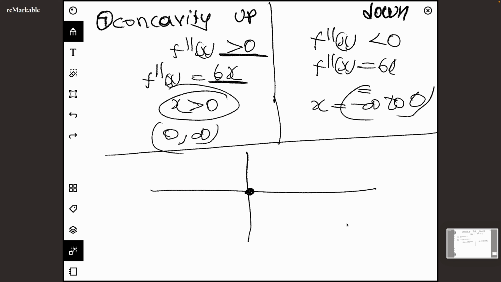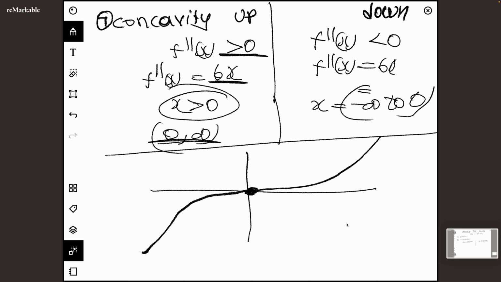But concavity up, concavity down. Concavity up is 0 to infinity. And concavity down is 0 to minus infinity. This is the point of inflection. Where the point changes concavity from up to down, that is called a point of inflection. The point of inflection is 0. There is no local maximum or minimum, everything is proven. I hope you got it completely, how to draw the curve f of x equal to x cube plus x.